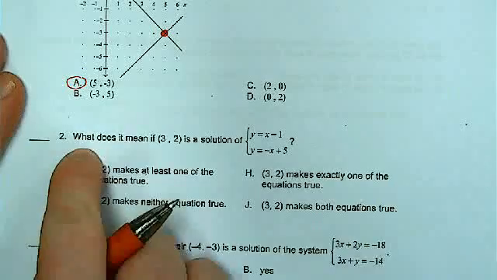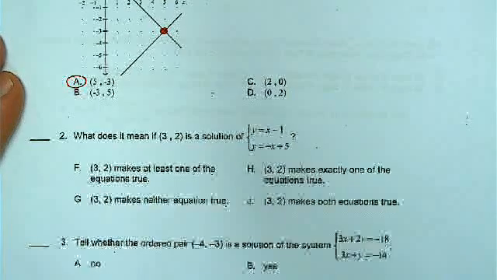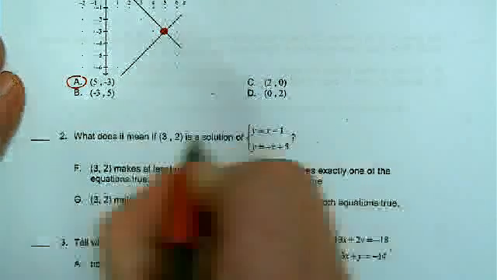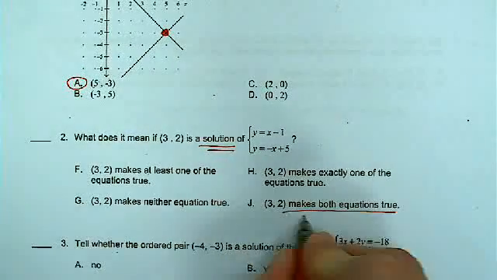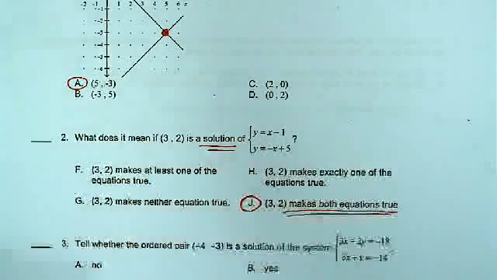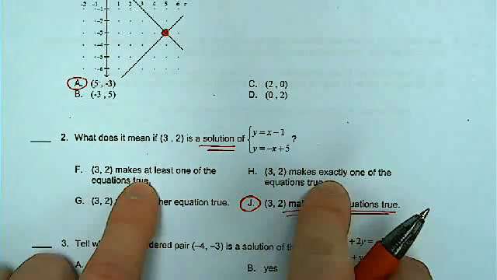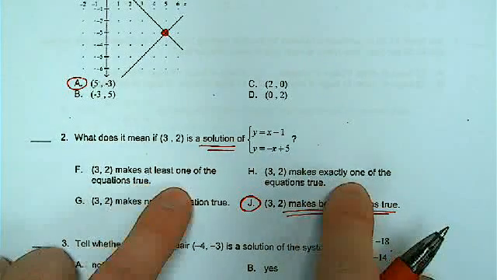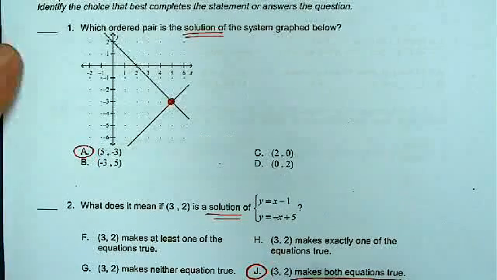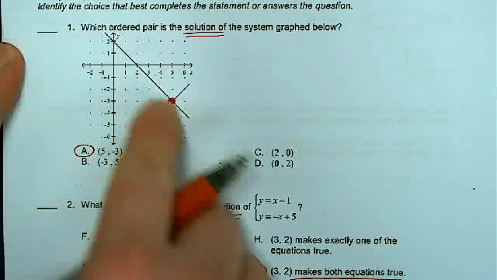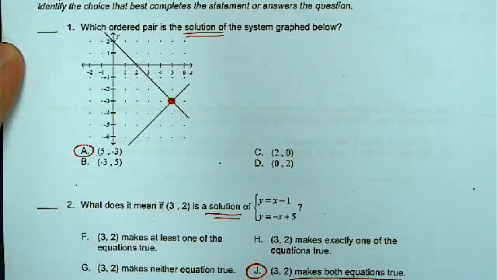Now number 2, what does it mean if 3, 2 is a solution of this system of equations? So again, the question is, do you know what it means to be a solution? And the solution means it makes both equations true. Now the thing to bear in mind is these represent lines, this represents a point. Again, let me bring these both into the camera. The things that make one equation true are one line, things that make the other equation true are the other line, and then the solution is the point that makes both true.